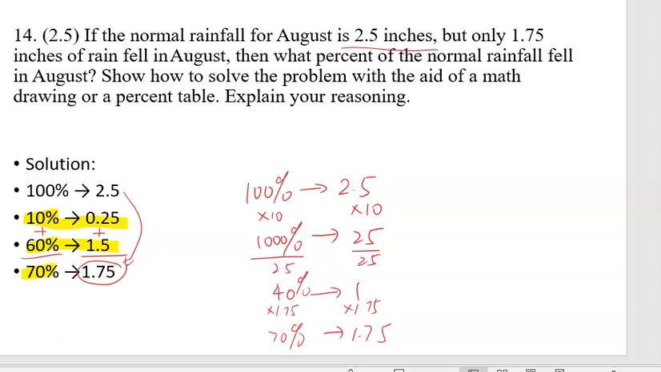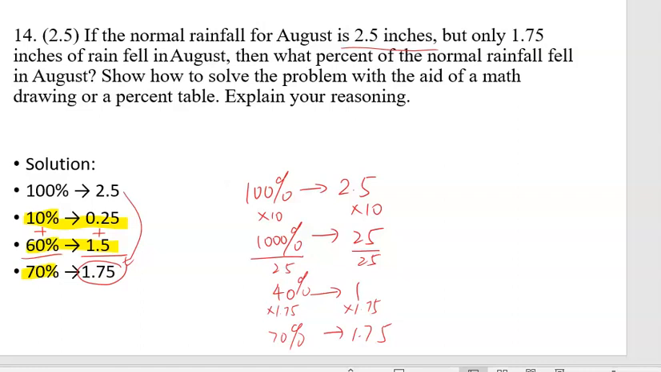So this is a problem using a percent table, or if you want to use a drawing, you may also be able to use the drawing to do the problem. Personally, I prefer a percent table. And so, if the normal rainfall for August is 2.5 inches, but only 1.75 inches of rain fell in August, then what percent of the normal rainfall fell in August?